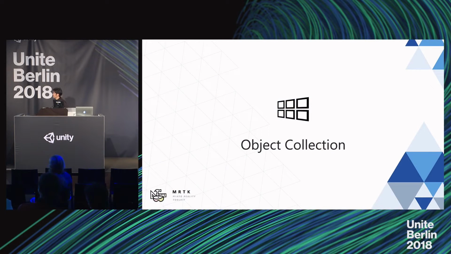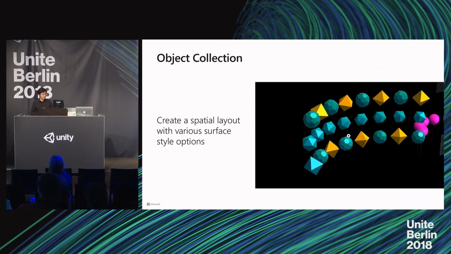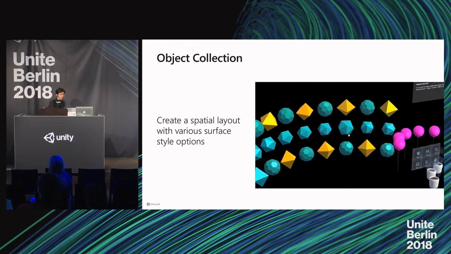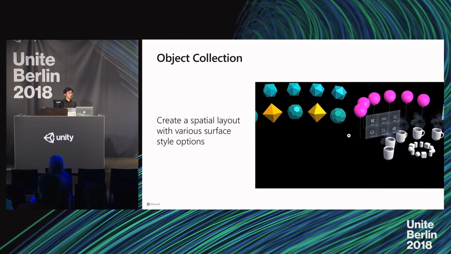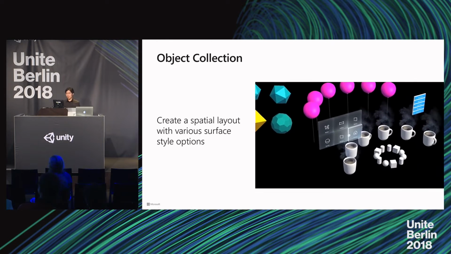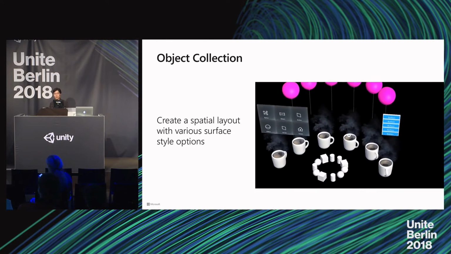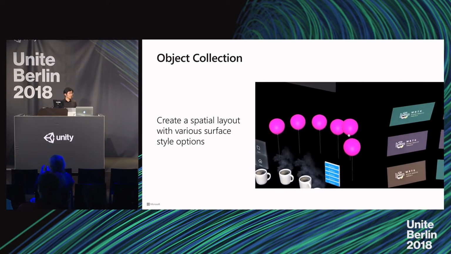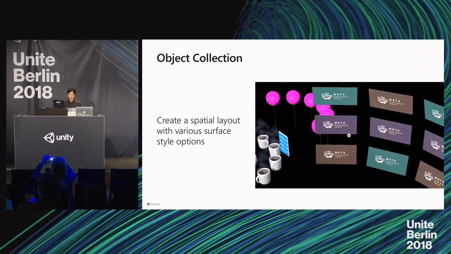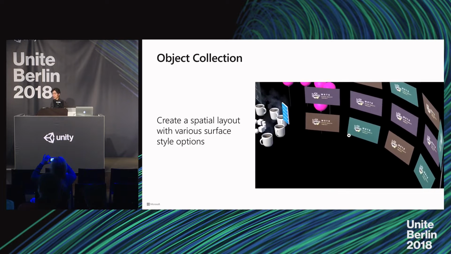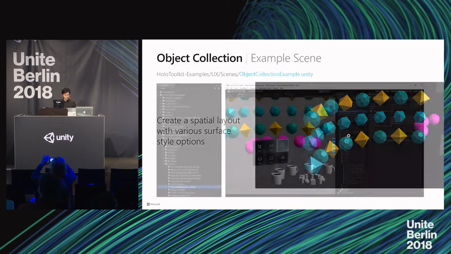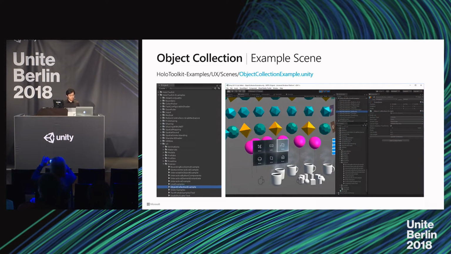Next, object collection. This is one of the most exciting components in MRTK. With object collection, you can easily lay out an array of objects in 3D space. You can also specify surface types such as a cylinder or sphere, and you can define the spacing between the items. It's quite easy and simple to use. You can find examples under Examples, UX, and Scenes. The name is Object Collection Example.